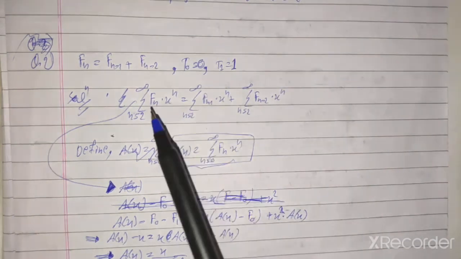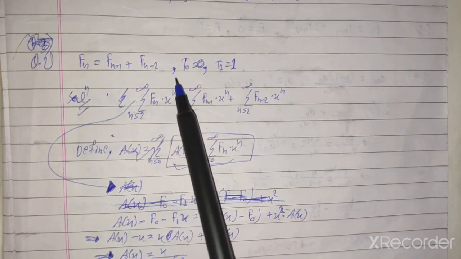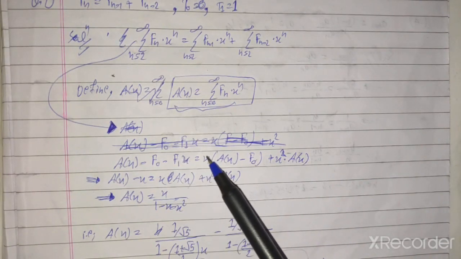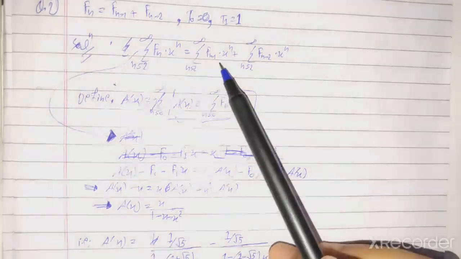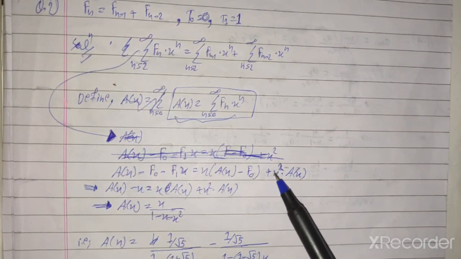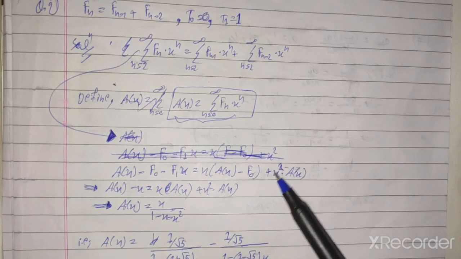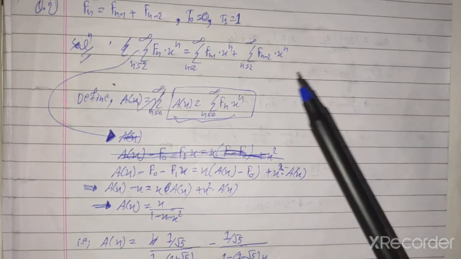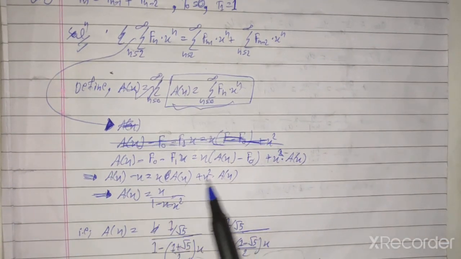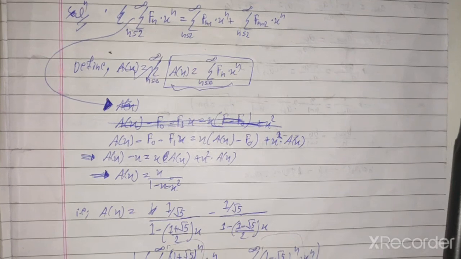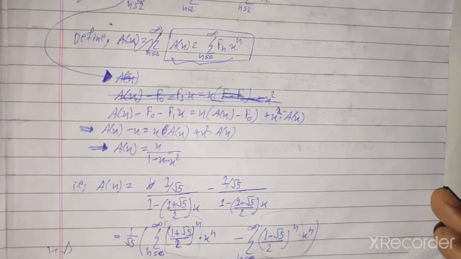Now notice LHS, that is this, can be written as A(x) minus f_0 minus f_1 x, which is nothing but this can be written as x times (A(x) minus f_0) plus this can be written as x^2 into A(x). Take x^2 common, you will get the sum of x^(n-1), which is nothing but A(x).